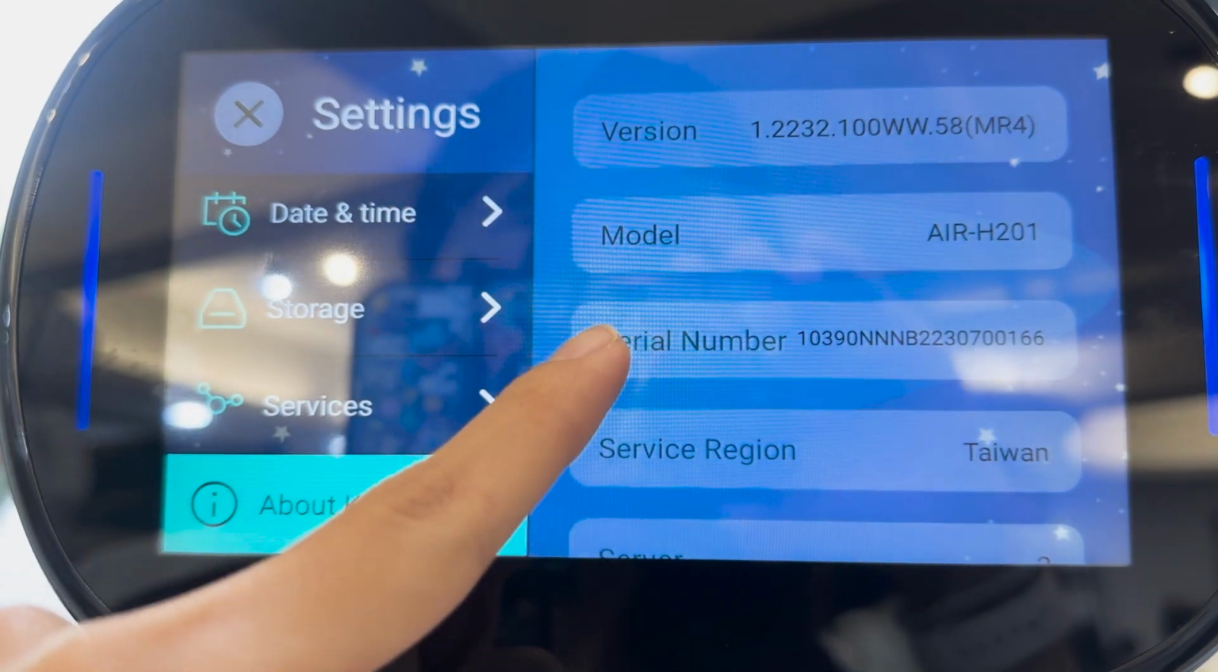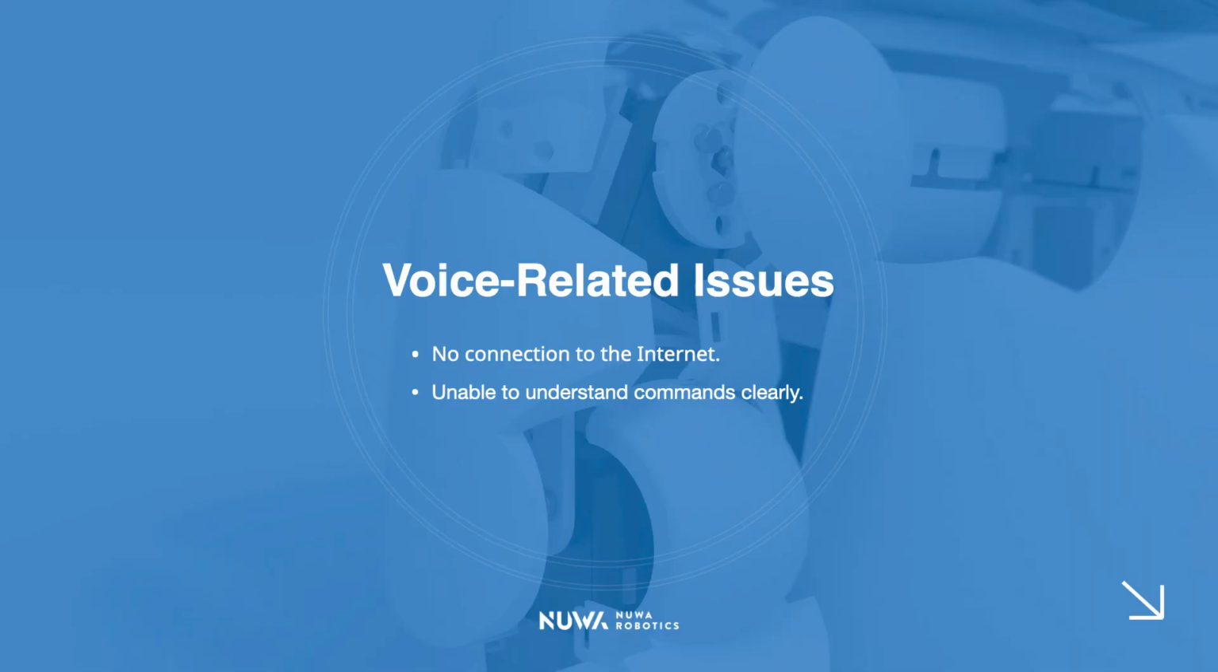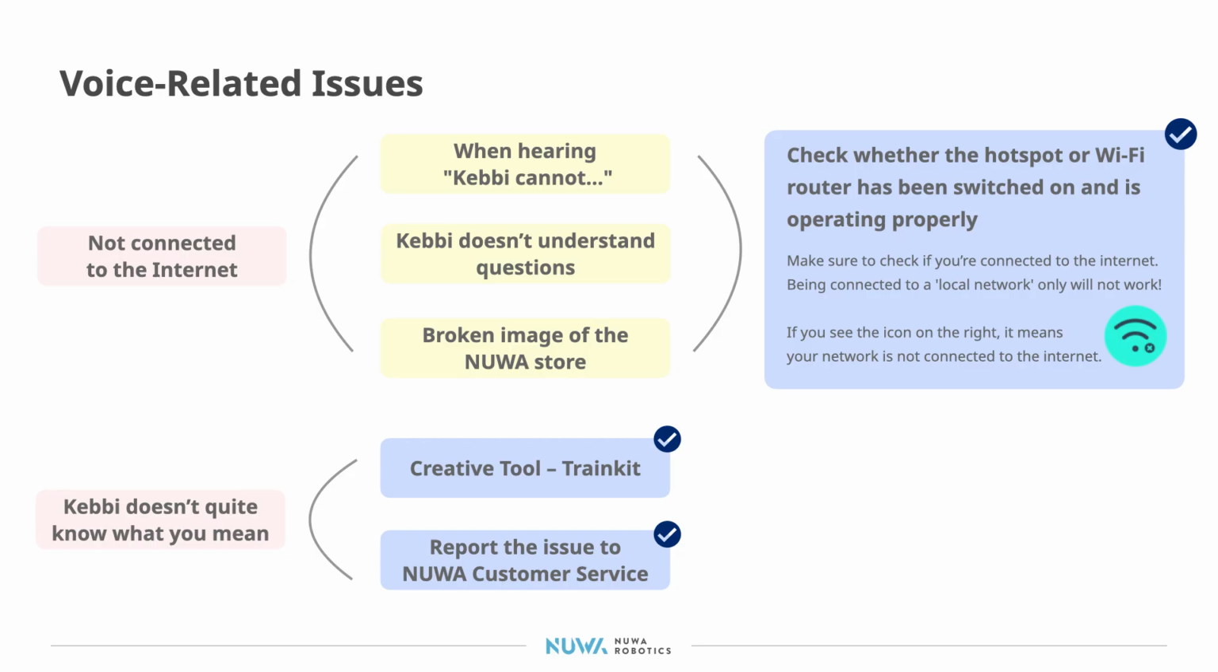support team follow up. Next, we categorize the troubleshooting issues into 3 main categories, the first being Kebbi's voice-related issues. When you hear, Kebbi cannot, or if the Nuiwa store image are not displaying correctly, it means Kebbi hasn't successfully connected to the internet. In this case, please check if the hotspot and Wi-Fi router has been switched on and is operating properly. Please make sure to check if you're connected to the internet.